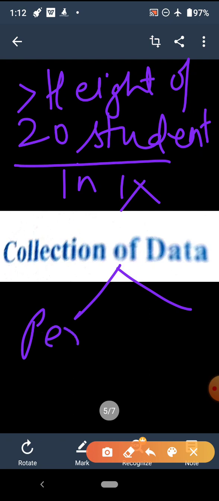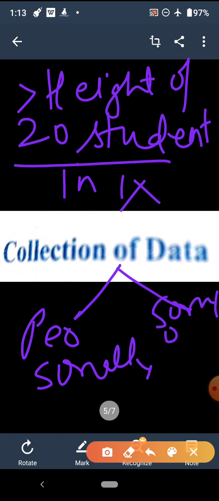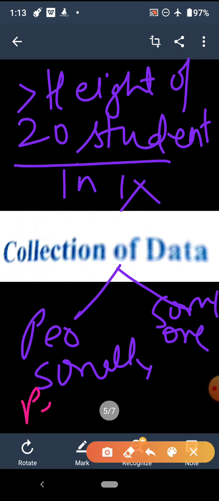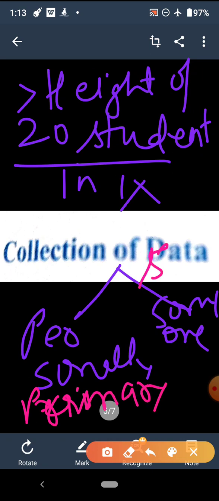क्या हम खुद जाकर data collect कर रहे हैं? Are we collecting the data personally? Or we are obtaining it from someone? So if we are collecting data personally, it is known as primary data. And if we are taking from someone, it is called secondary data.